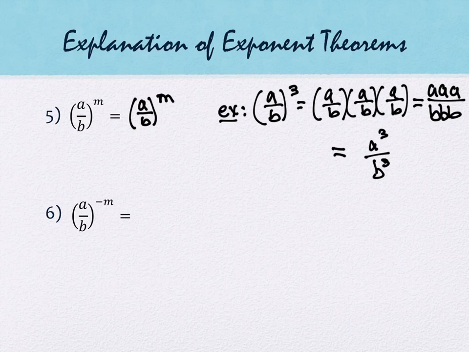Okay, the last one of these 6 has that negative exponent, so it flips it upside down, b over a. In fact, I'll just write the ending result. The b over the a, and it distributes the m through. It's now a positive m because I flipped it. So we have a to the m over b to the m.